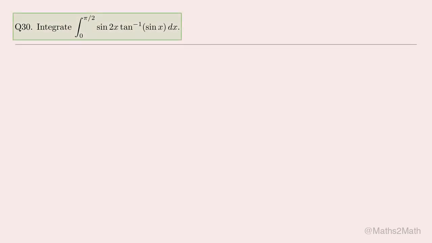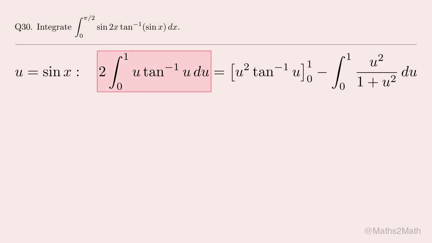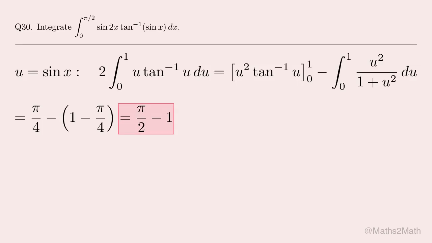Question 30. Substitute sine, then integrate by parts. U as sine x doubles into 2u arctangent u. The substitution gives 2u arctangent u from 0 to 1. Parts leaves the split fraction. Pi over 4 minus 1 minus pi over 4. Pi over 2 minus 1.